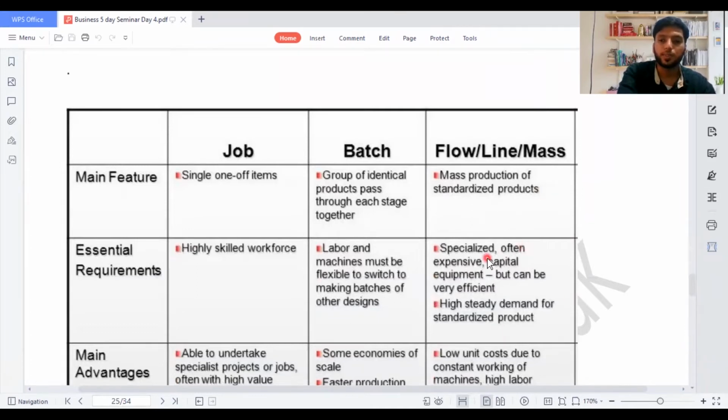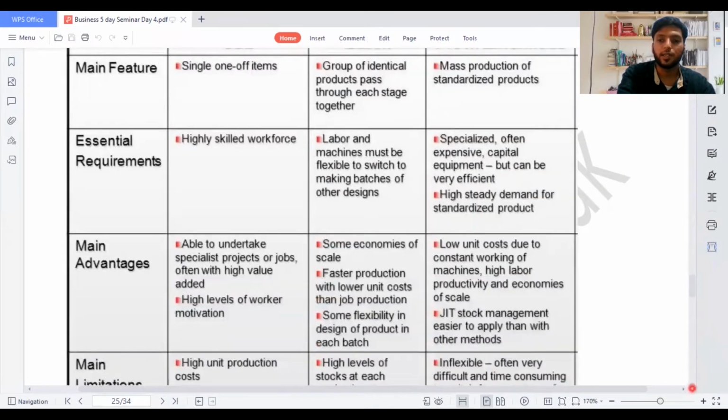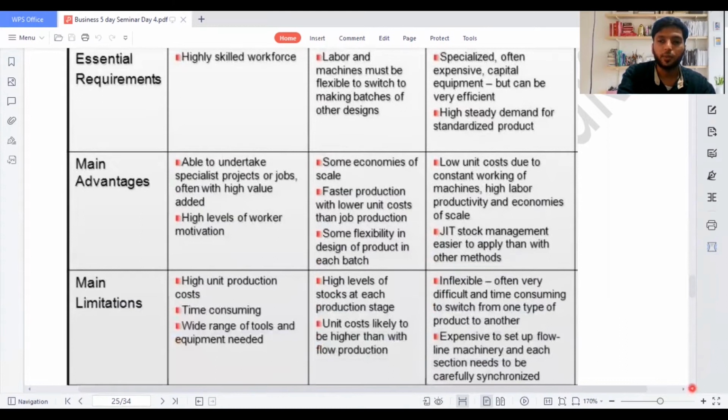What is the good thing? Specialized, often expensive capital equipment, but can be very efficient. The equipment you're going to purchase is very expensive, but it's going to produce a lot. Highly steady demand for standardized product, so it has very good demand. Main advantages: low unit cost due to constant working of machines, high labor productivity and economies of scale. As a lot of machines are working together, unit cost will be very low, economies of scale will be achieved, and production will always be high.